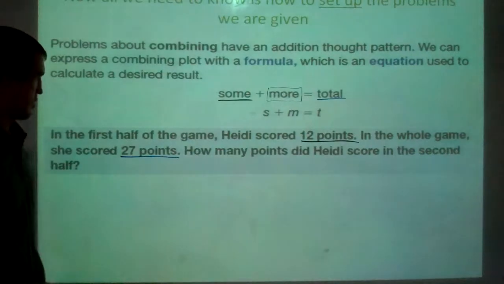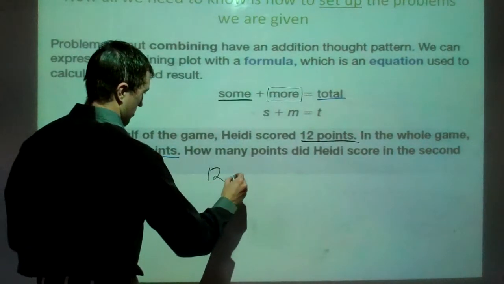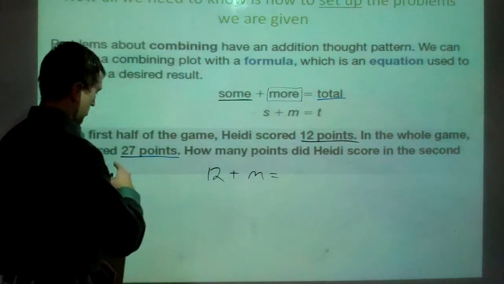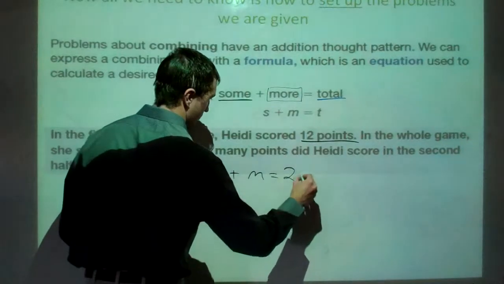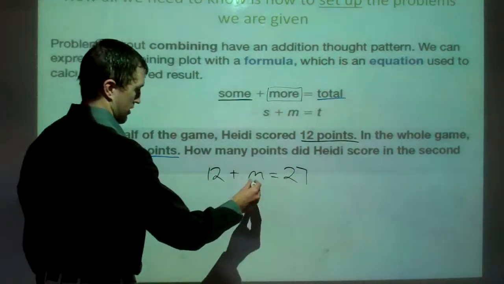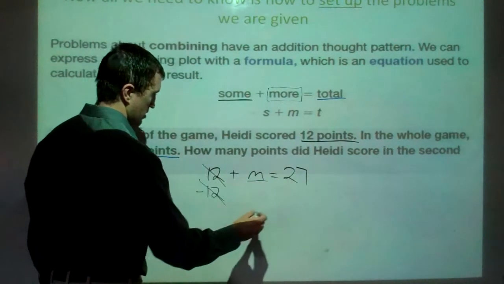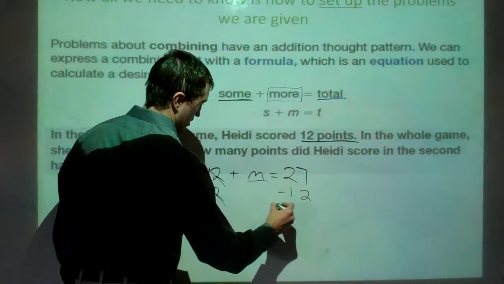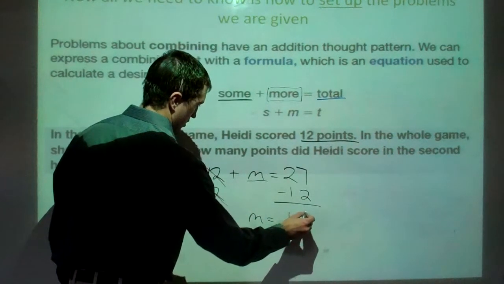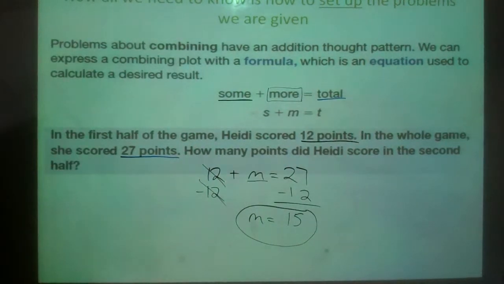So we can set up our equation now. We have the sum, 12 plus m equals our total, which is 27. If we use our inverses, we are adding to this, so we're going to subtract 12, and we should get m equals 15. So that's how we do that addition problem.